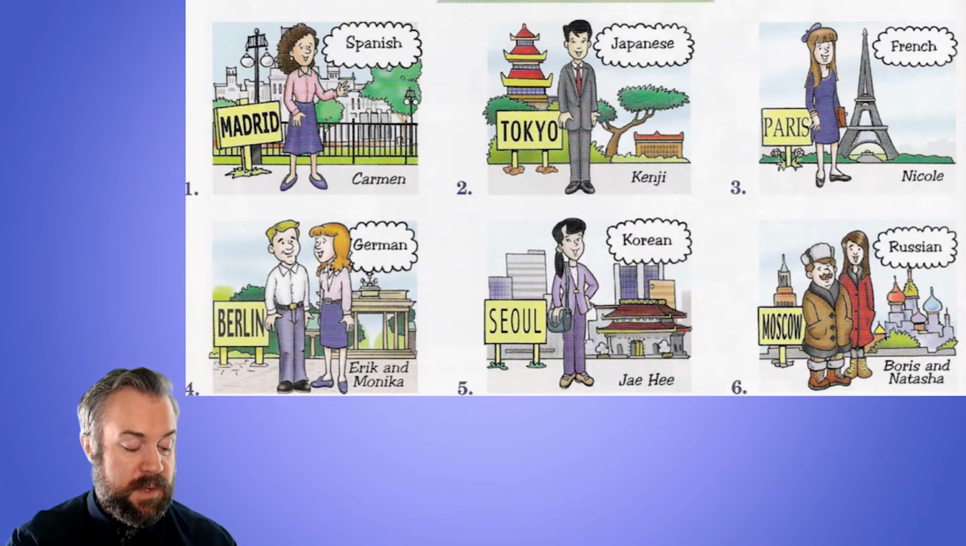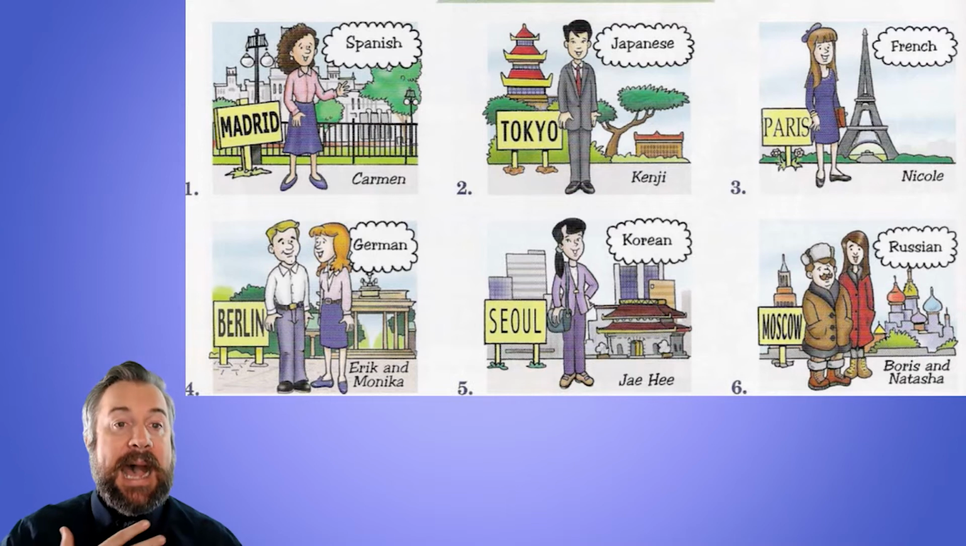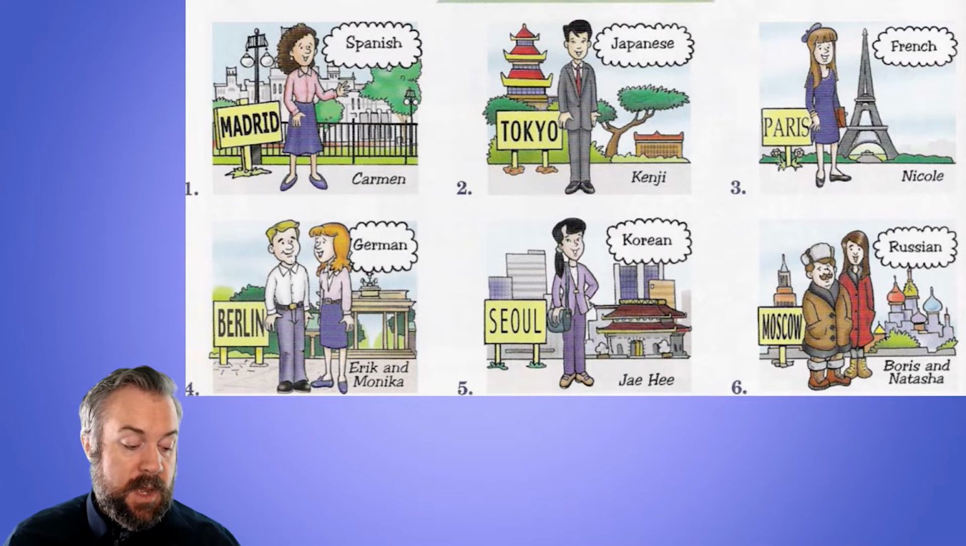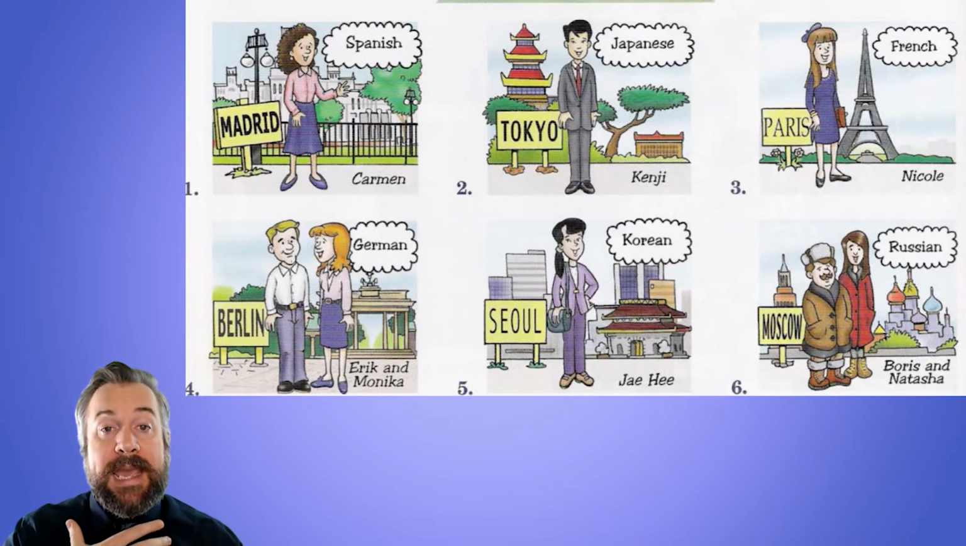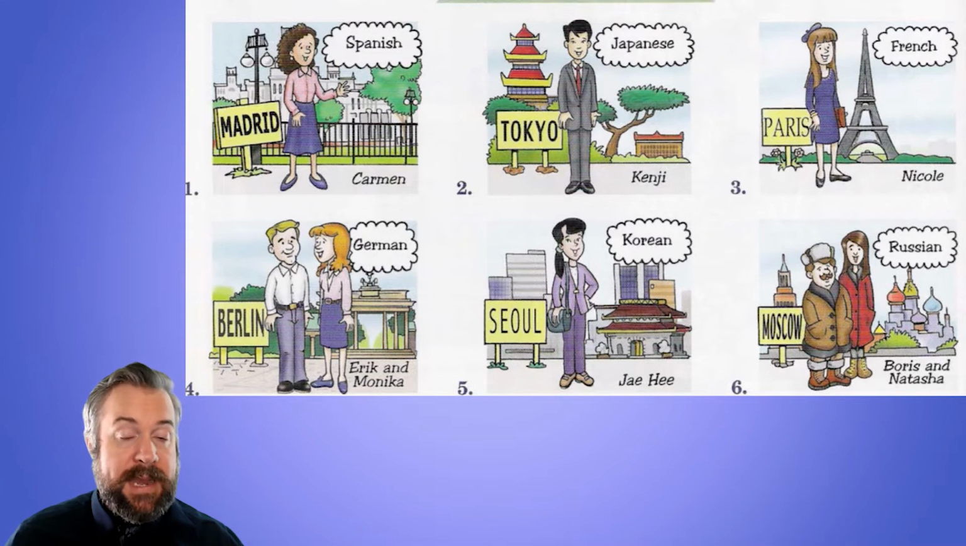Number 4. This one is a little bit different because there are 2 people. What are your names? Our names are Eric and Monica. Where do you live? We live in Berlin. What language do you speak? We speak German. And what do you do every day? We eat German food. We sing German songs. And we watch German TV shows.